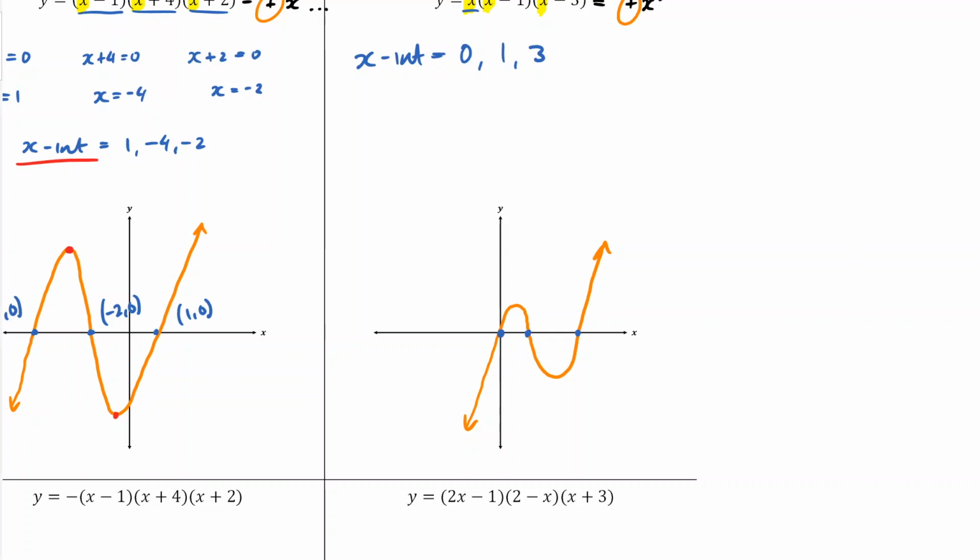Let me come here. So this is going to be 0, 0. This one here is going to be 1, 0. And then this one here is going to be 3, 0.